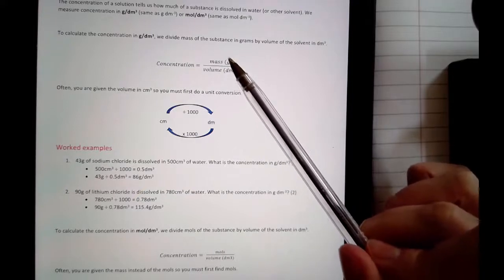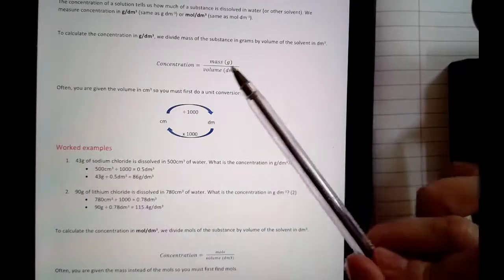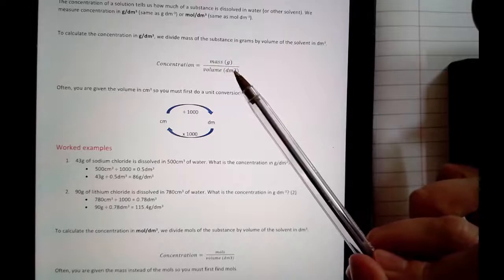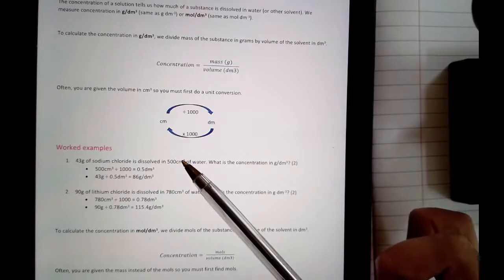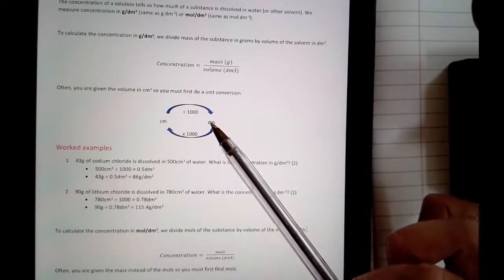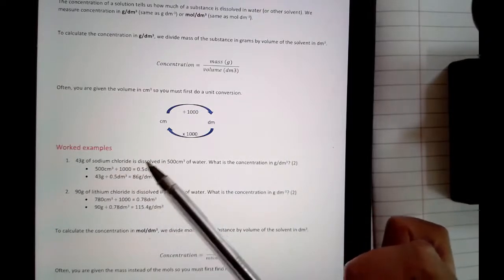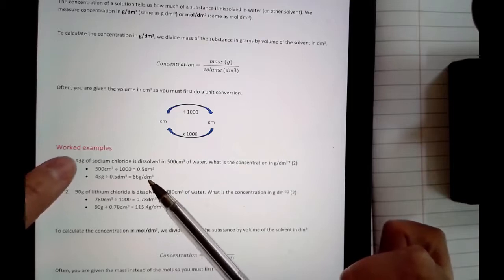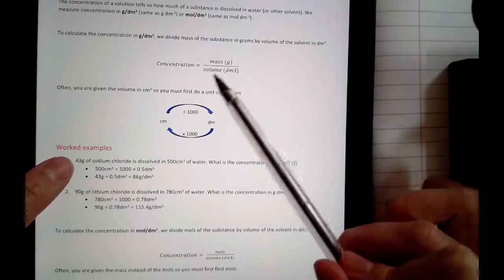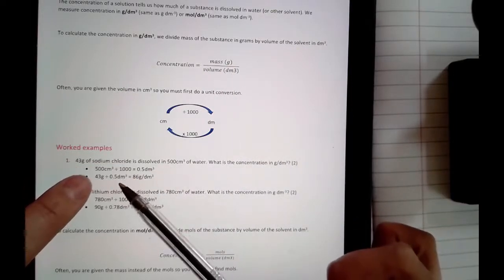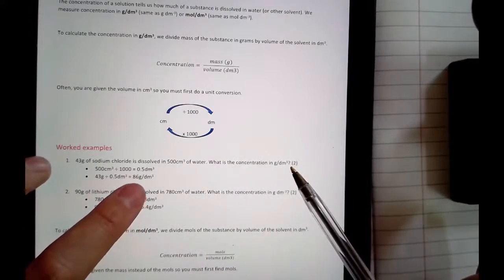According to my equation, whatever I've got in grams goes on the top line, so that's going to be 43 grams, and I want to divide it by the volume in decimeters cubed. I don't have a volume in decimeters cubed, I've got a volume in centimeters cubed, so the first thing I'm going to do is my unit conversion. I take my 500 centimeters cubed, I divide by 1000, and I get my volume in decimeters cubed. Now I've got something in grams and something in decimeters cubed, and it's just going to be the mass in grams divided by the volume in decimeters cubed. 43 divided by 0.5 gives me my concentration, and the units are correct.